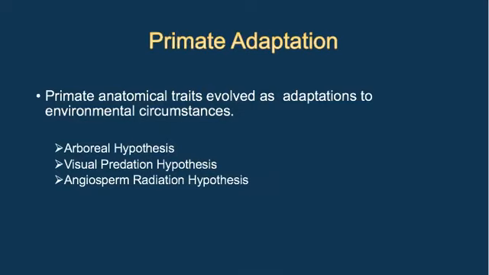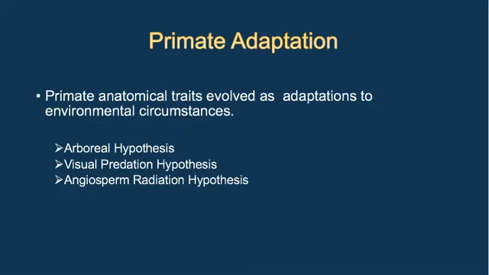Okay, so we've talked a little bit about these primate adaptations. The question is, where did they come from and why did they evolve? There are three hypotheses to explain what exactly has happened, why we see this suite of traits evolve 50 or so million years ago.